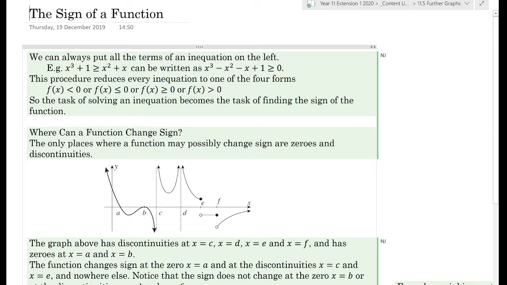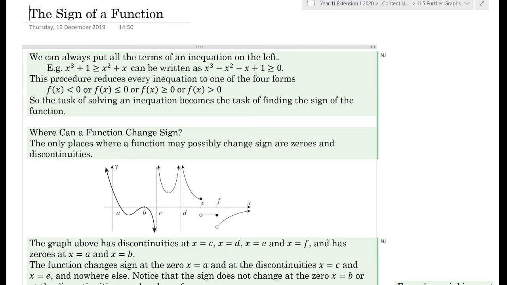The sign of a function. Now, we can always put the terms of an equation on the left. So for example, if you have x cubed plus 1 is greater than or equal to x squared plus x, you can rewrite it with everything on the left-hand side. When we do this, it reduces an inequation to one of the following forms: f of x is less than 0, or less than or equal to 0, or f of x is greater than or equal to 0, or just greater than 0.